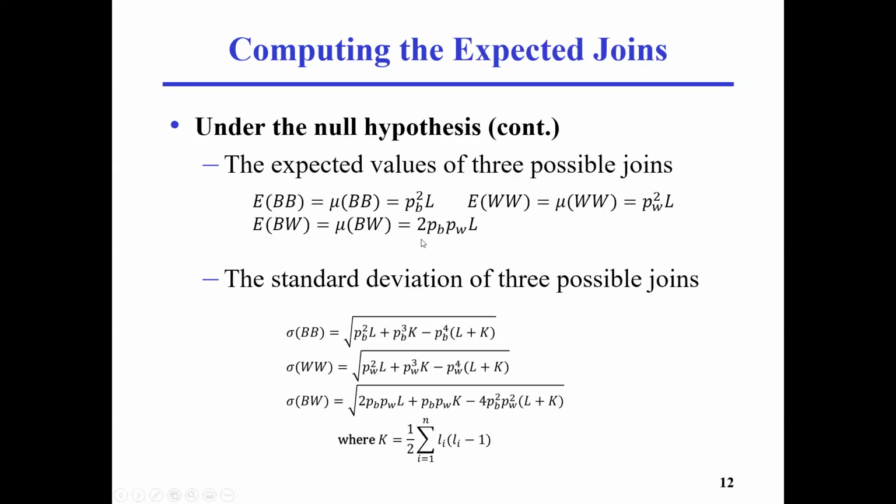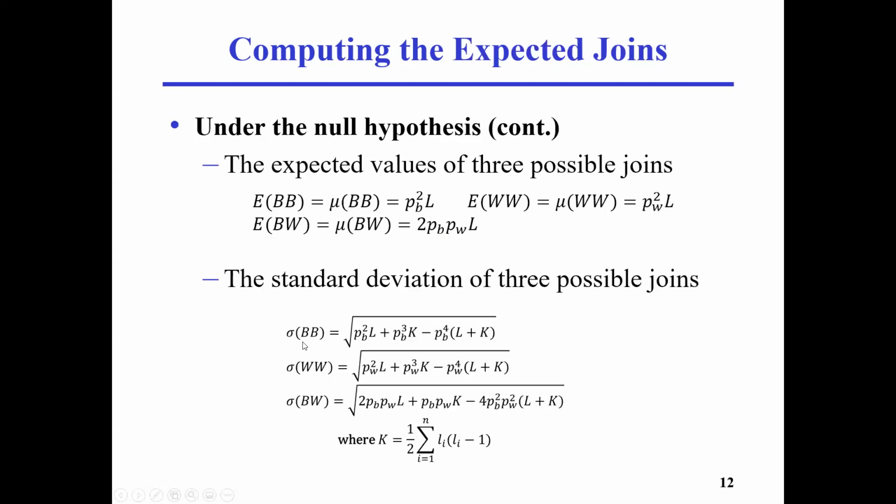And let's just go on. We have the expected number of BW, which is equal to 2 times PB multiplied by PW multiplied by the total number of joins, uppercase L. So we have expected values for BB joins, WW joins, and BW joins. So here comes the important part.